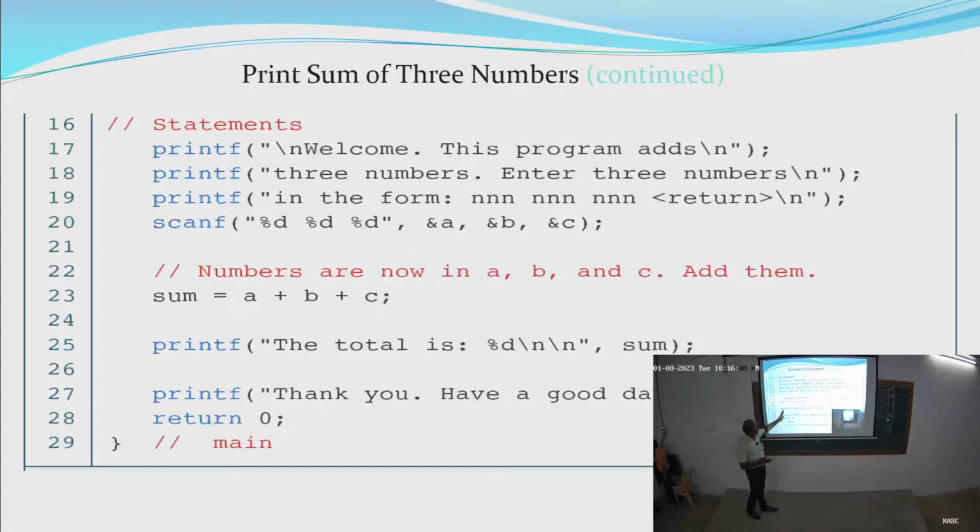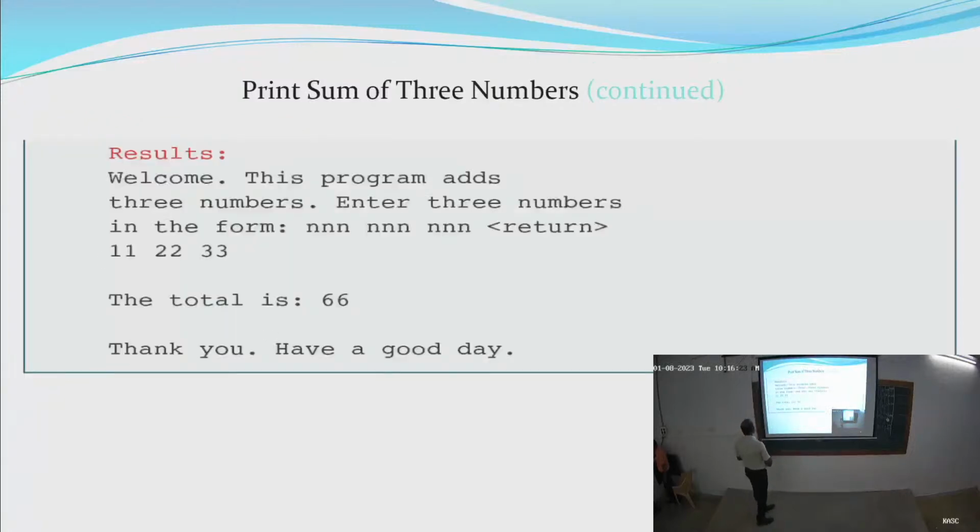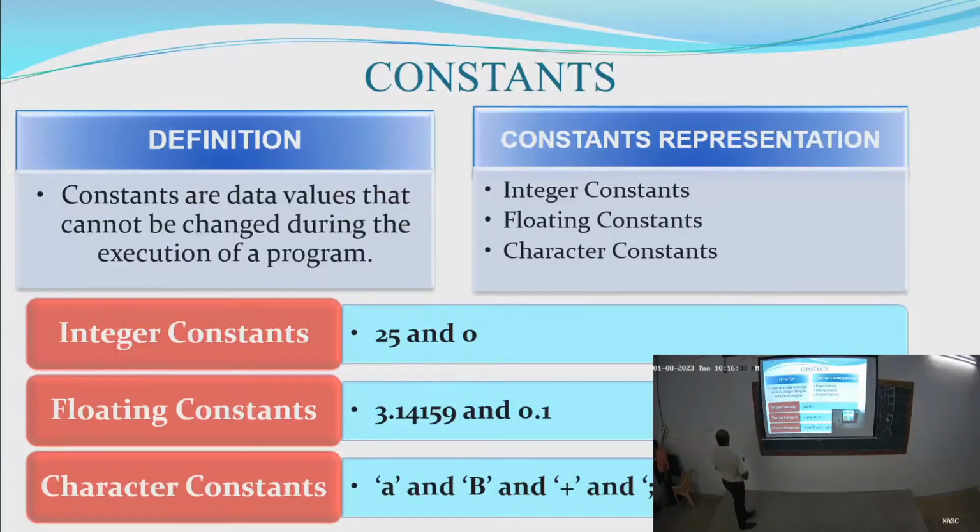And this is the print statement to print the value. Here we are taking integer values, so we give percentage d. And finally, "Thank you", and return 0. This return 0 is for the int main statement. Next. This is the output of this program. We give the input 11, 22, and 33. The output will be 66. Thank you.